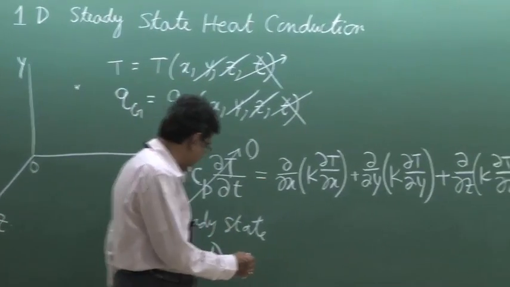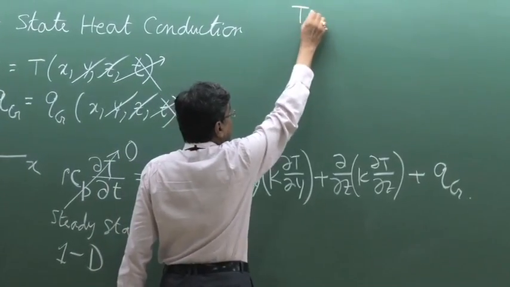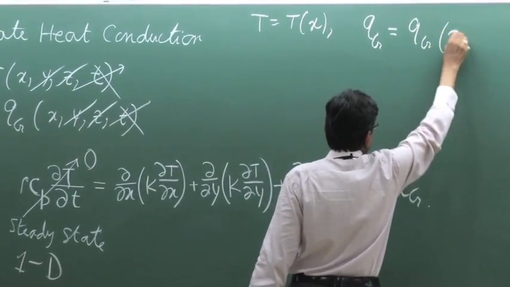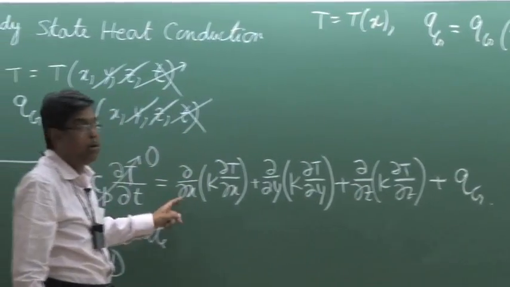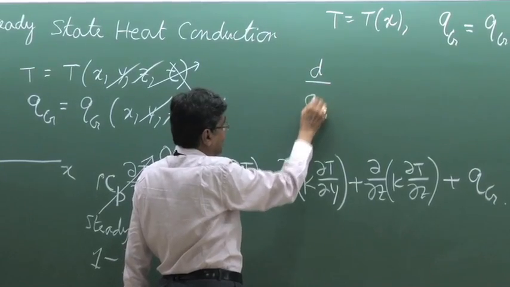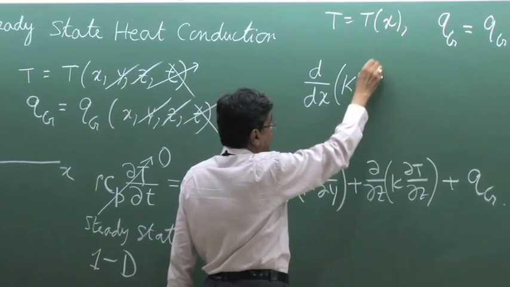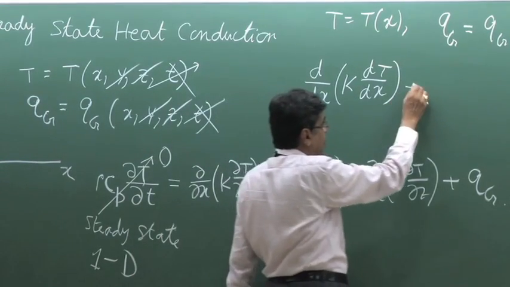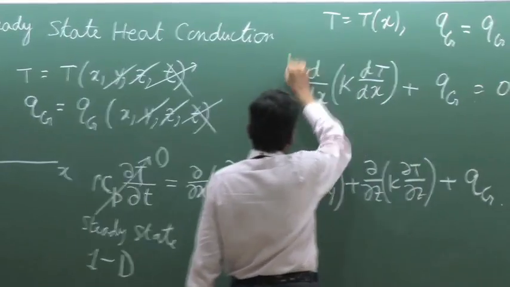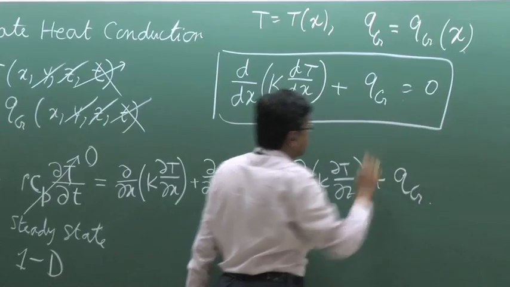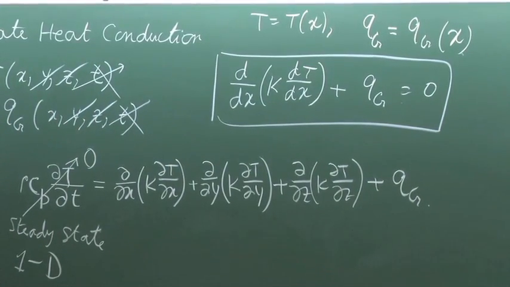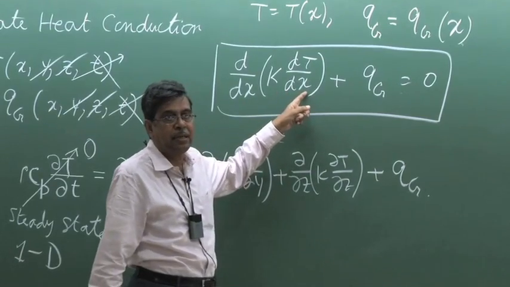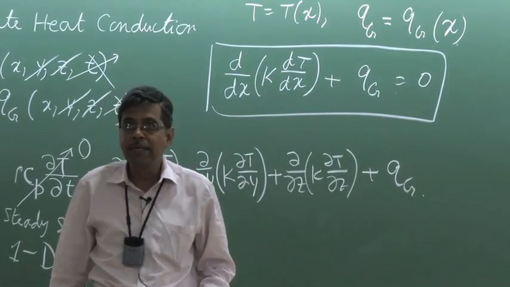In that case, we can write this equation with this nomenclature. T is a function of x and Qg is a function of x. We can write, instead of partial derivative, now we can use the ordinary differentials, d dx of k dT dx, ordinary differential, because T is a function of x only, plus Qg is equal to 0. And this is the equation for steady one-dimensional heat conduction. And therefore, if we have to find out the temperature distribution in the x direction, then we have to integrate this equation.